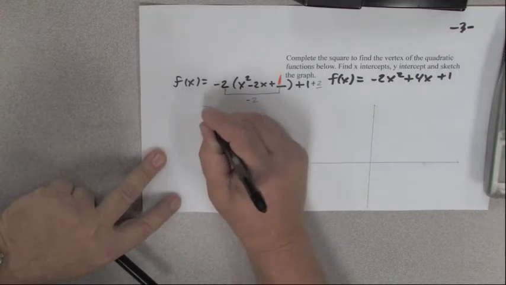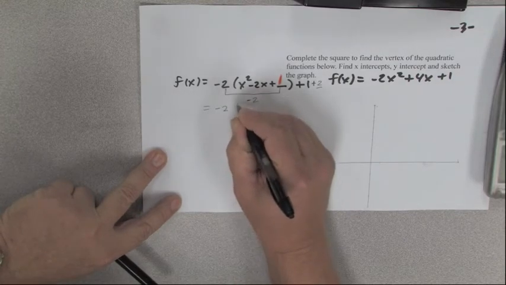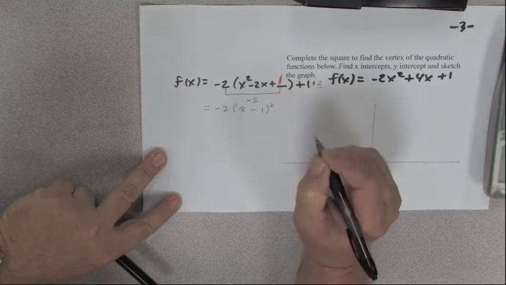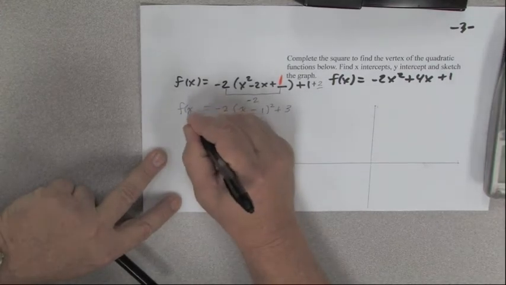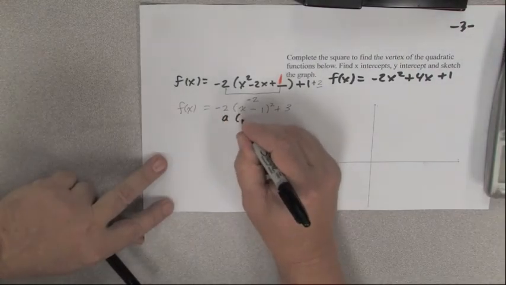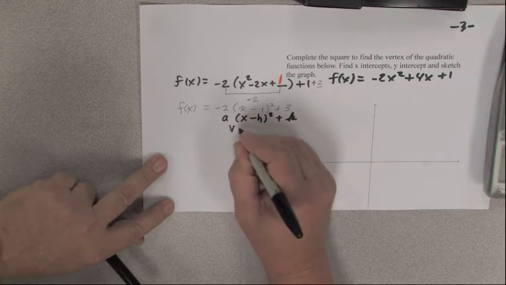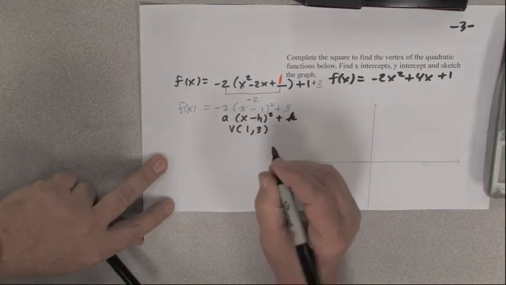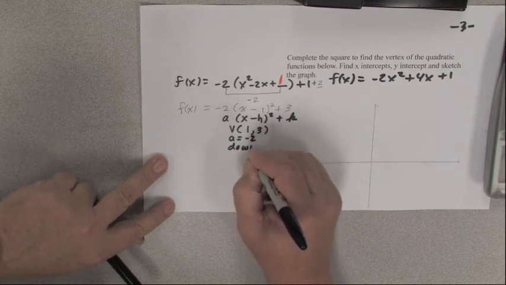in the original form. Now this parentheses is a perfect square, and we can rewrite this as negative 2 times x minus 1 squared plus 3. So now we have the problem in the standard form. We have a times x minus h squared plus k, where the vertex is h, k. Now the h value is going to be 1, and the k value is going to be 3. Now in this case, a is going to be negative 2.